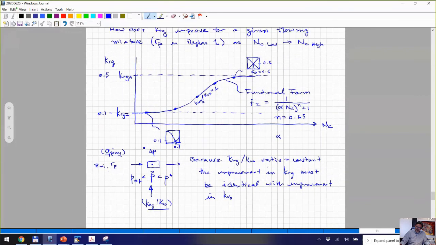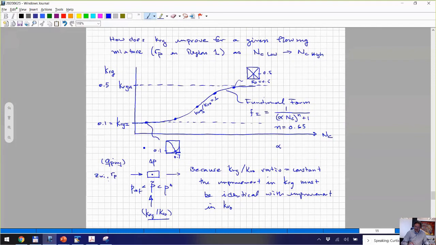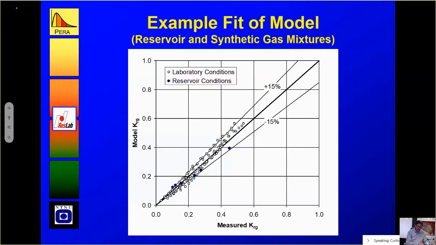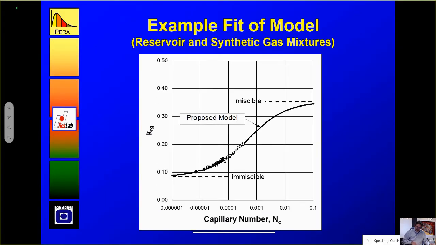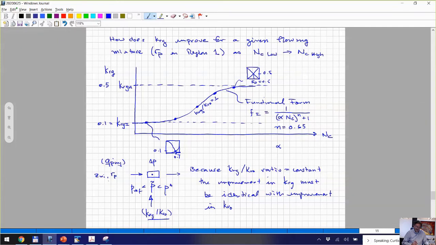Basically when you get this kind of data that I showed you in the paper here, you have two constants to fit. You have the exponent n, and you have this alpha to fit that data. That's basically what.